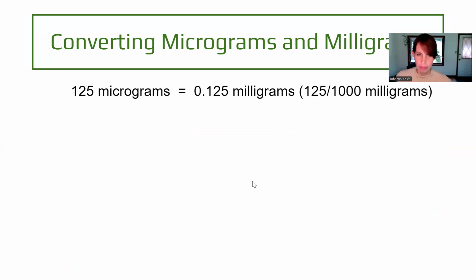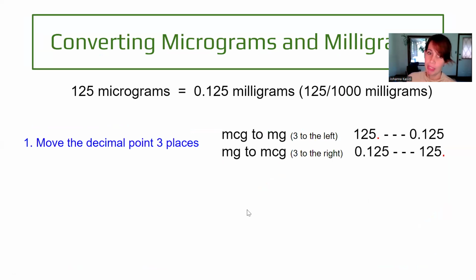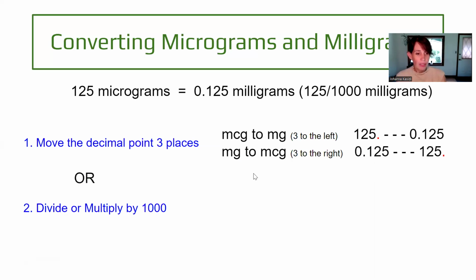Okay, so how do you convert it? So from going from 125 micrograms to 0.125 milligrams, you can do it two ways. The first, and this is the way I do it, is you just move the decimal point 3 places. If you're going from microgram to milligrams, you just move it 3 places to the left. So you would come from 125 to 0.125. Or if you are going from milligrams to micrograms, you would move it 3 places to the right. So 0.125 becomes 125.